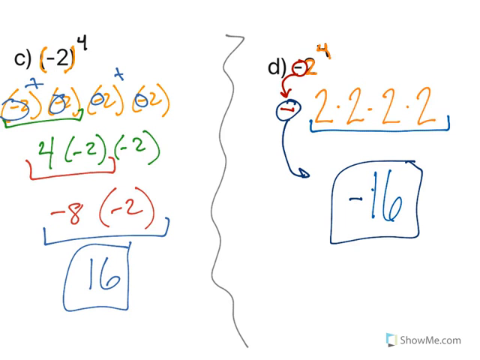So it's a very big difference. It's important that you recognize: is the exponent touching a parenthesis? If so, then it's everything inside that parenthesis being squared or cubed or raised to the 4th or whatever the exponent is. But here in letter D, that exponent is only touching the number, and therefore only the number is being raised to the power, not this negative sign out front. So pay attention to the details. You should be fine.